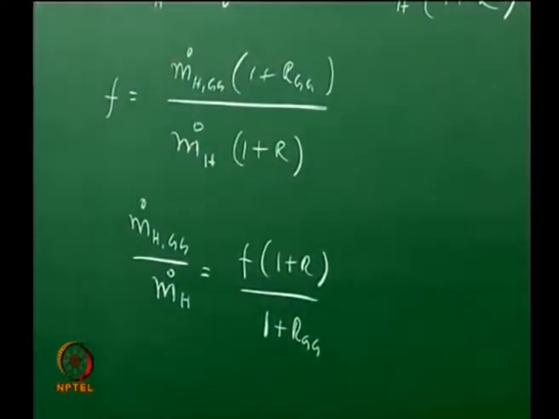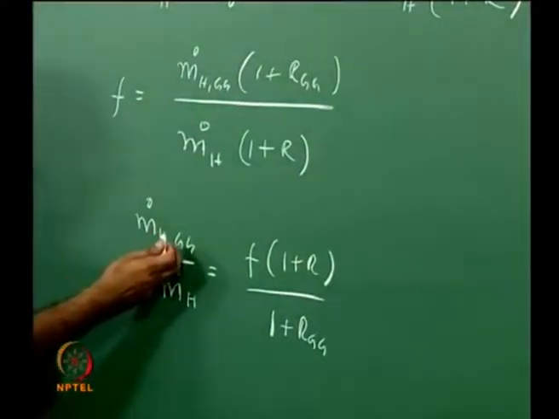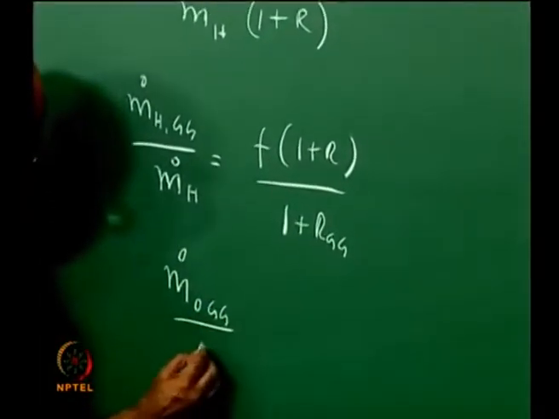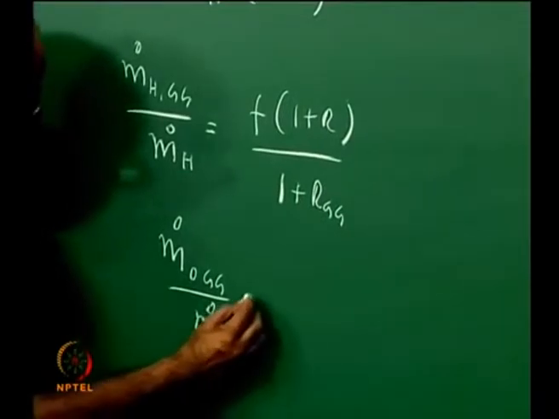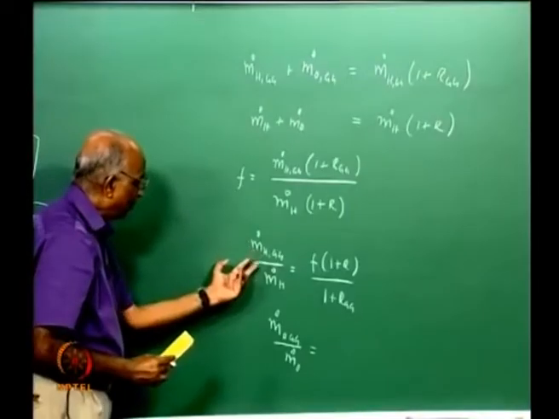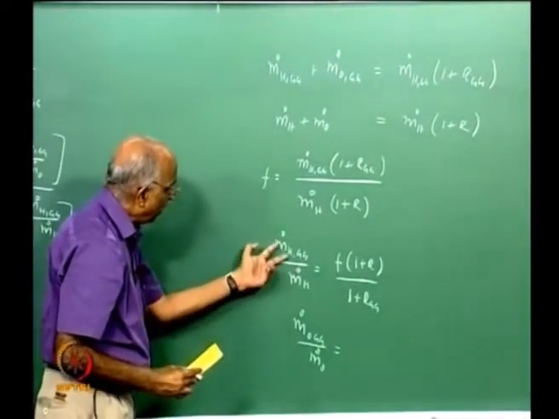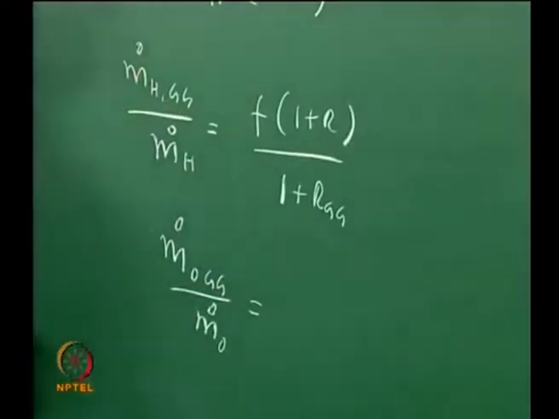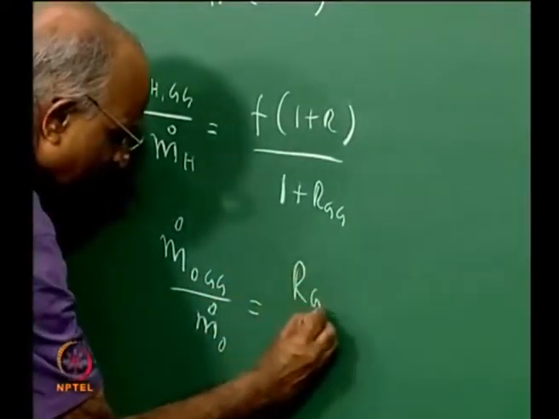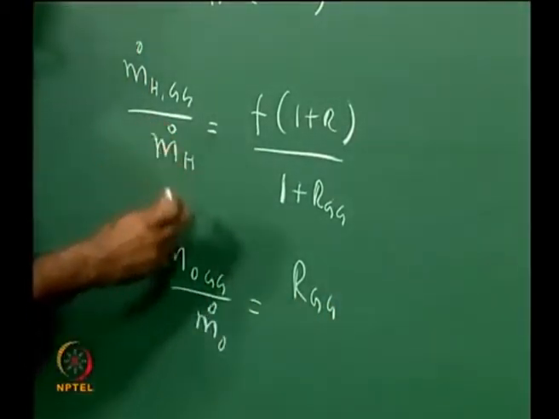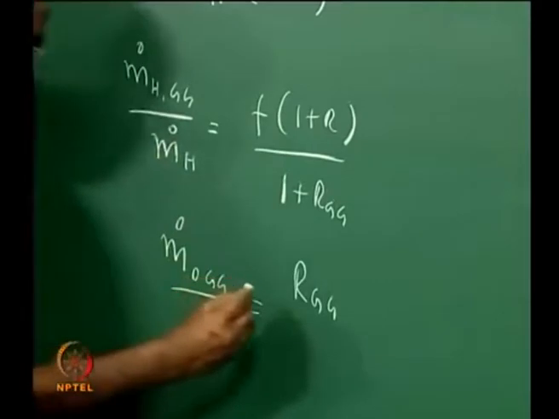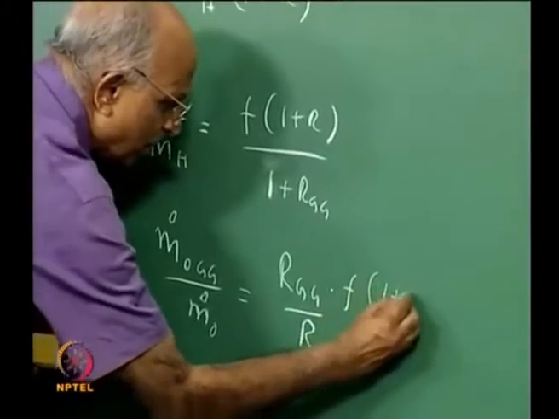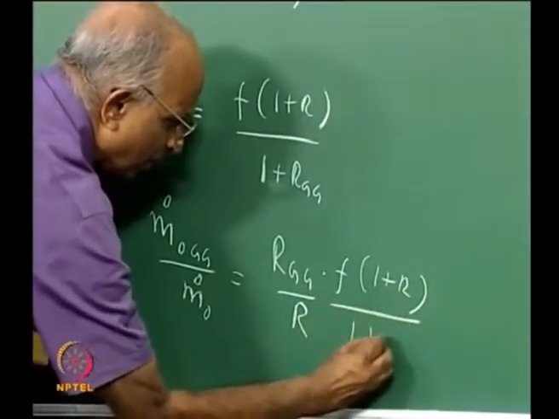And now I can also write, if this is known to us, I can readily translate it into m dot O Gg divided by m dot O is equal to, how do I convert O to this? m dot O by m dot, this is equal to R Gg, therefore this is equal to R Gg into mH dot, therefore this becomes R Gg, and m dot O by m dot H is equal to R, therefore m dot O is equal to R mH, therefore this becomes R into the same value gets repeated into 1 plus R divided by 1 plus R Gg.